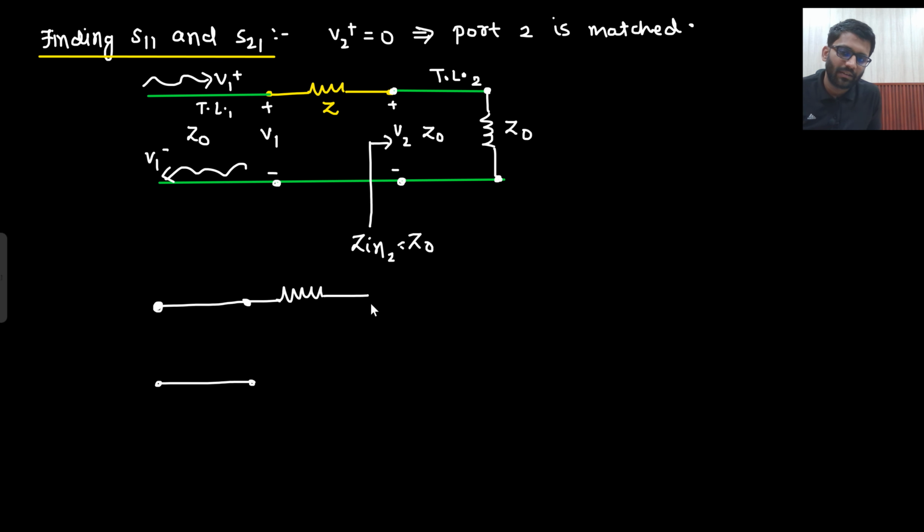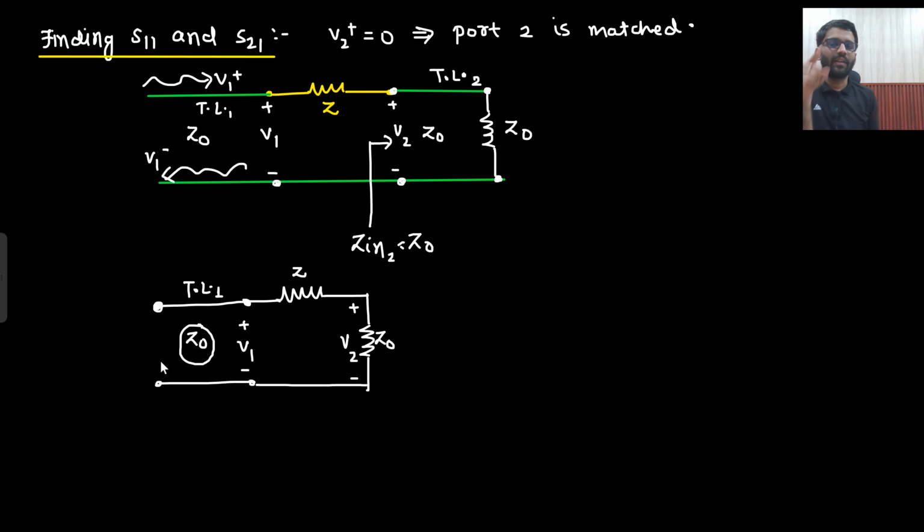Then there is the Z impedance, and now the input impedance will be Z0. Now what will be this potential? You have replaced your transmission line with Z0 impedance, but V2 is there as it is. This will be your V2. This is my V1, this is my Z, and this is my transmission line 1 with Z0 characteristic impedance. On this transmission line, you have incident wave V1 plus and reflected wave V1 minus.